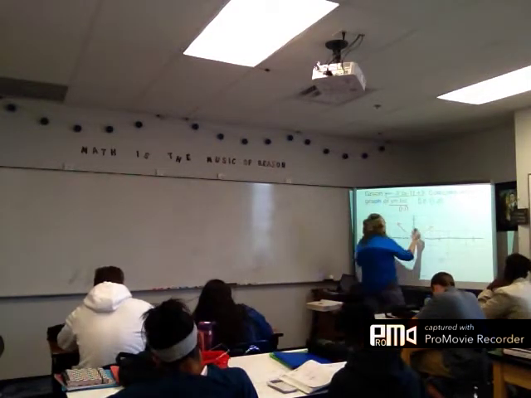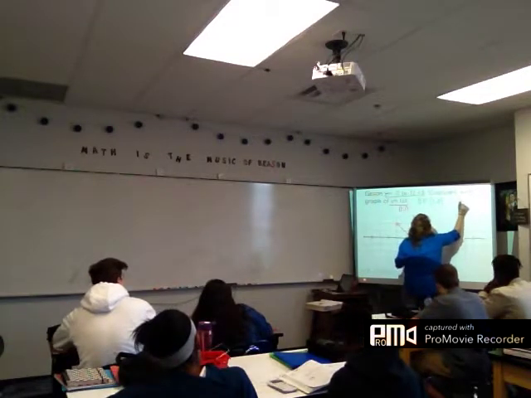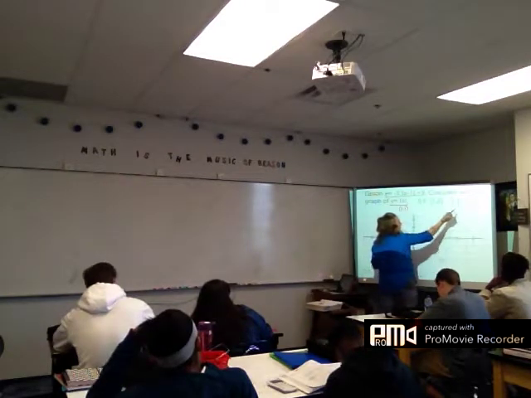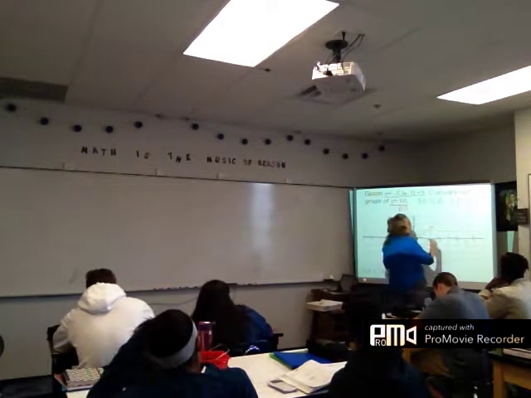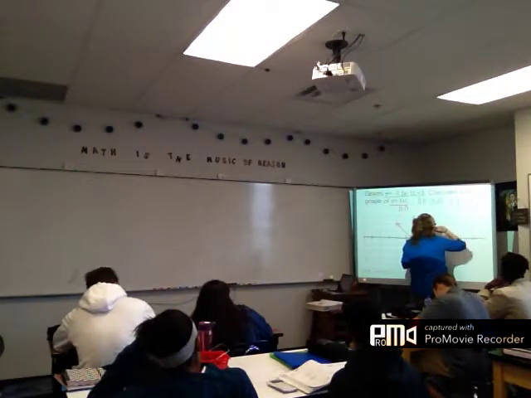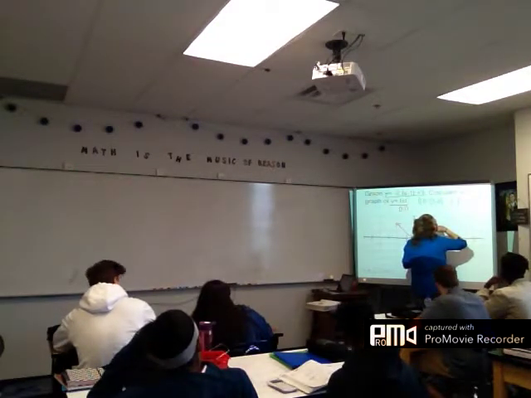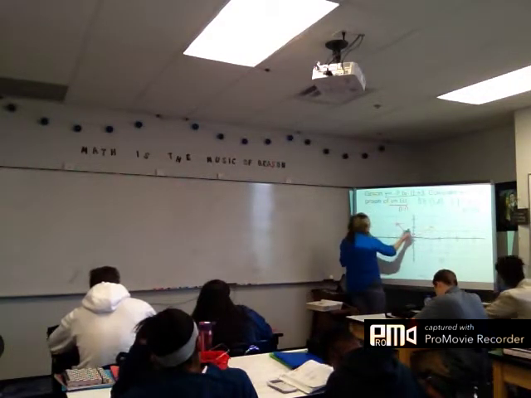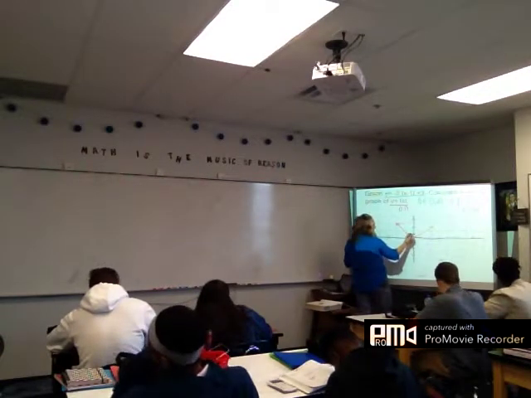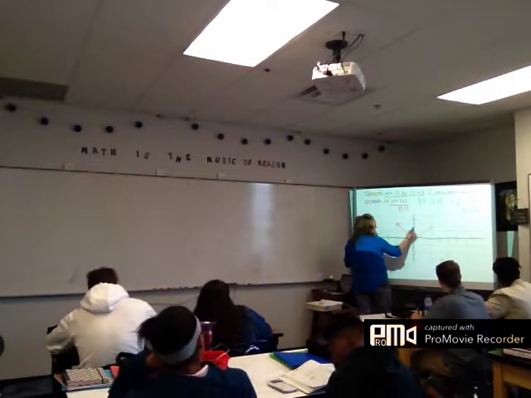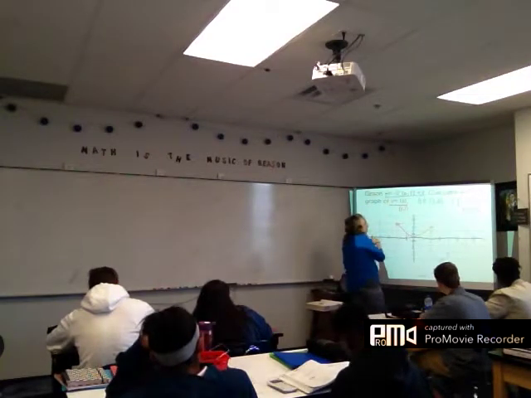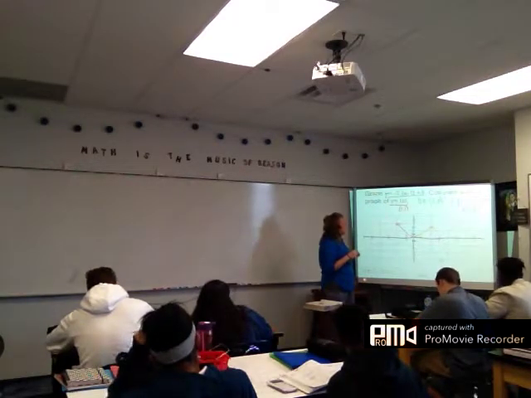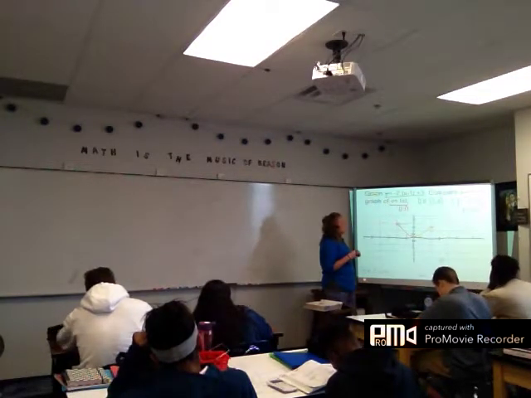Plug in 1 for x. What is 1 minus 1? 0. What's 0 times negative 2? 0. So then I have a 3 as my output, which gives 1, 3. Wait, that's just my vertex. That's not going to work. I can't have a 0 in that absolute value spot. You can't plug anything into the absolute value spot that's going to give you 0.